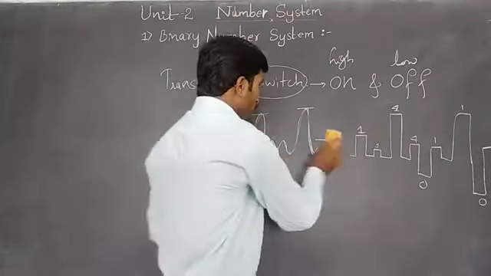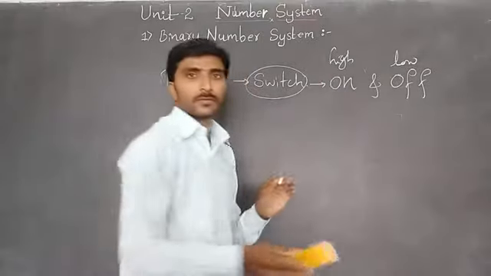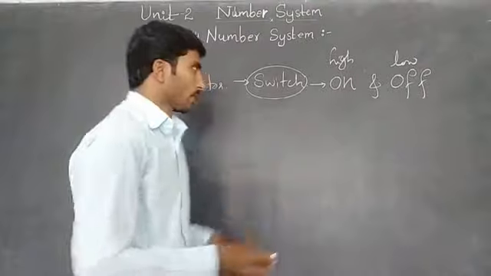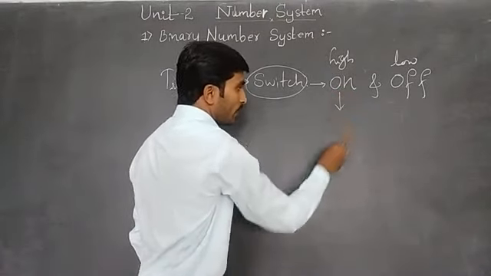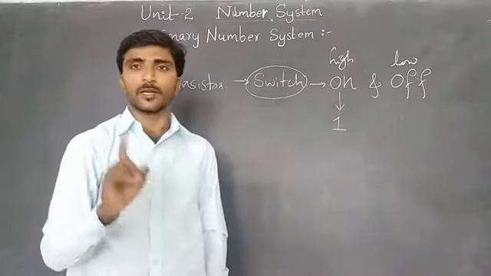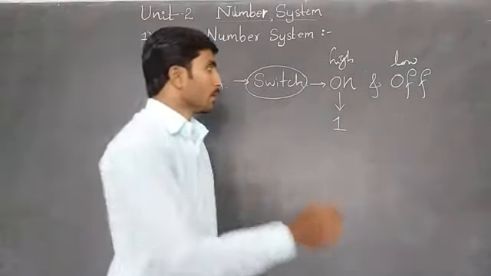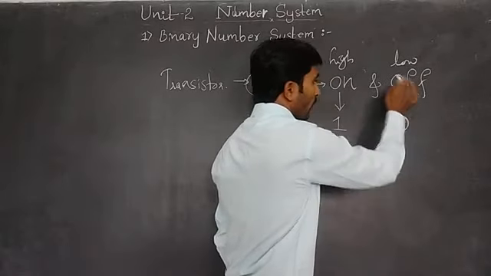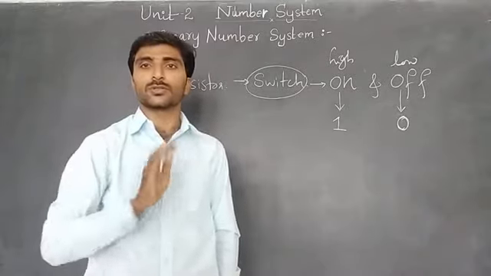Okay. So now, the on state is assigned the value 1. On means 1. In a computer, wherever 1 is there, that is the on state. And wherever 0 is there, that is the off state. The off state is assigned the 0 value.